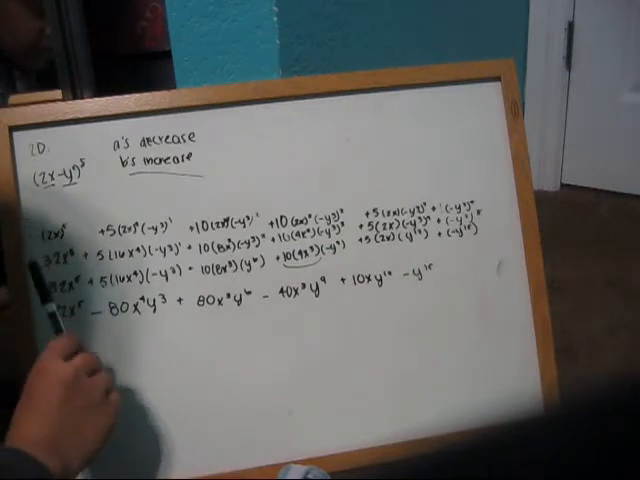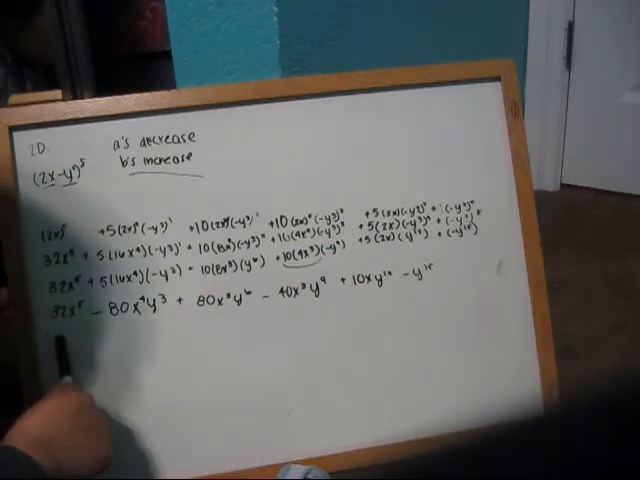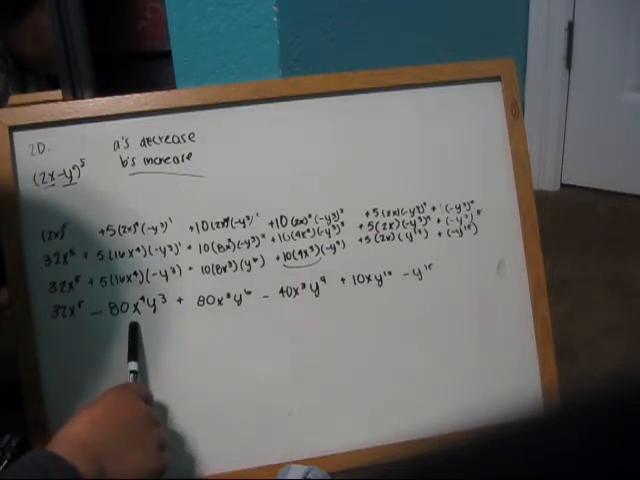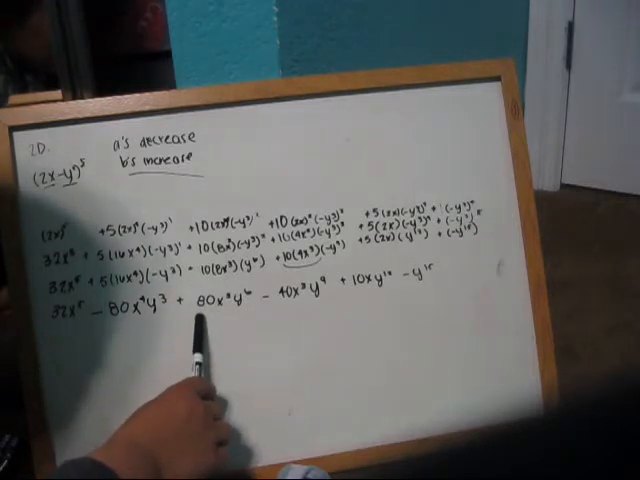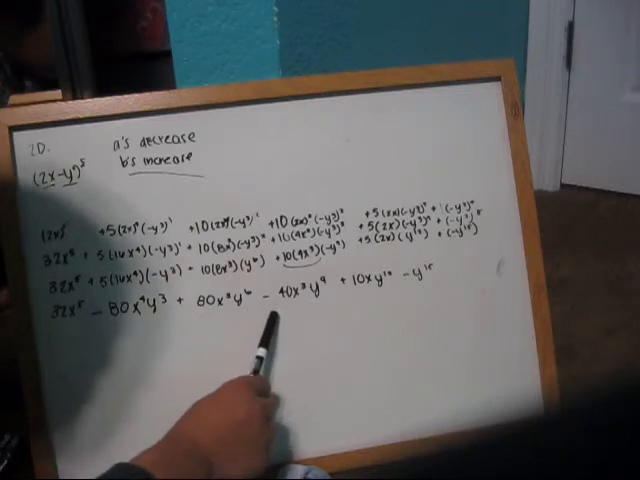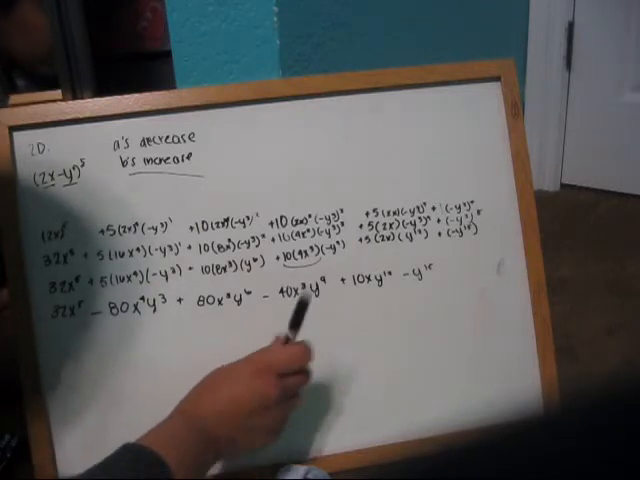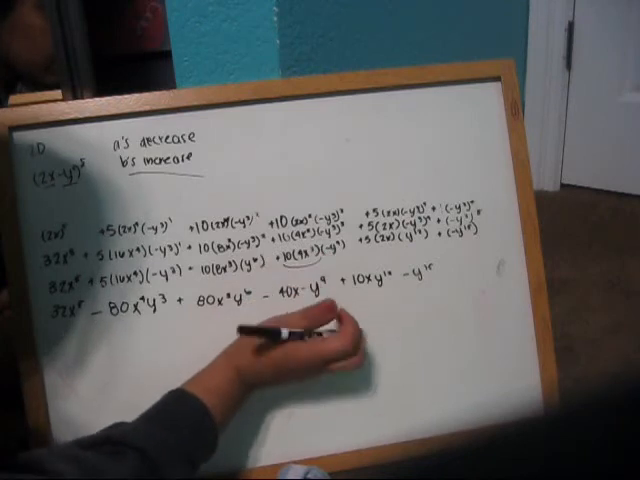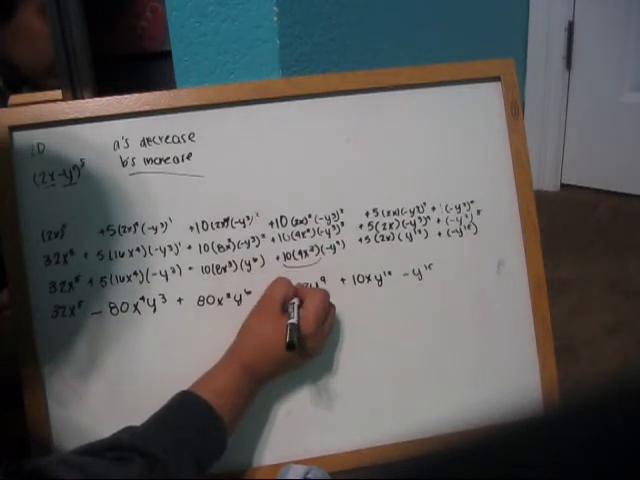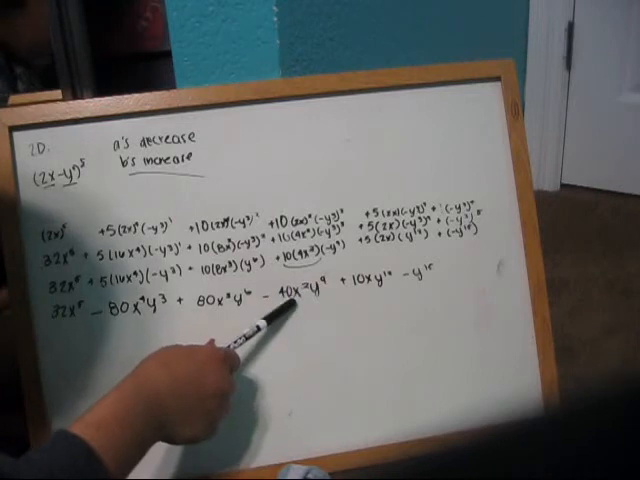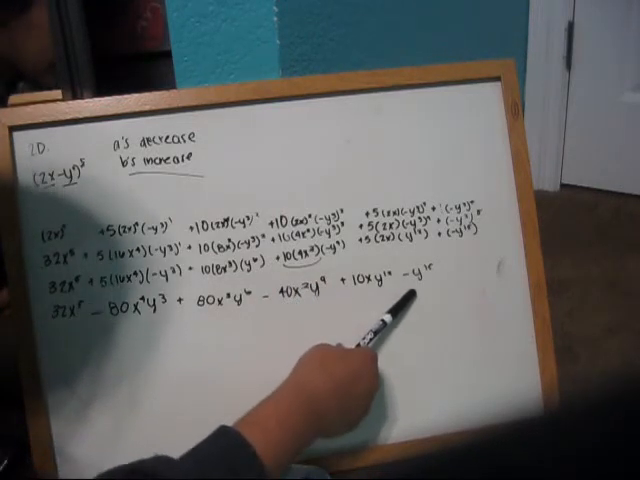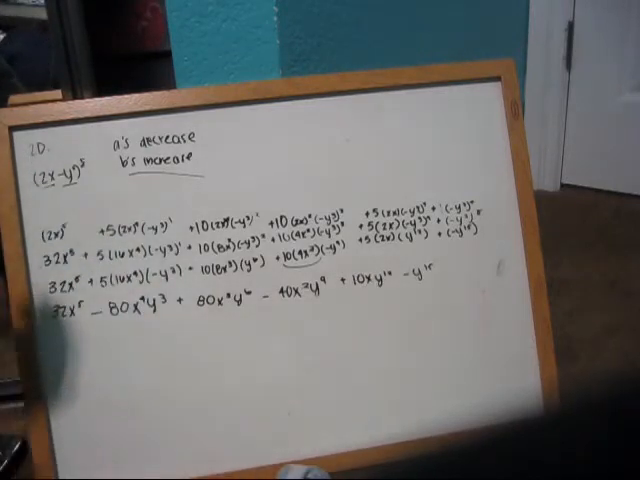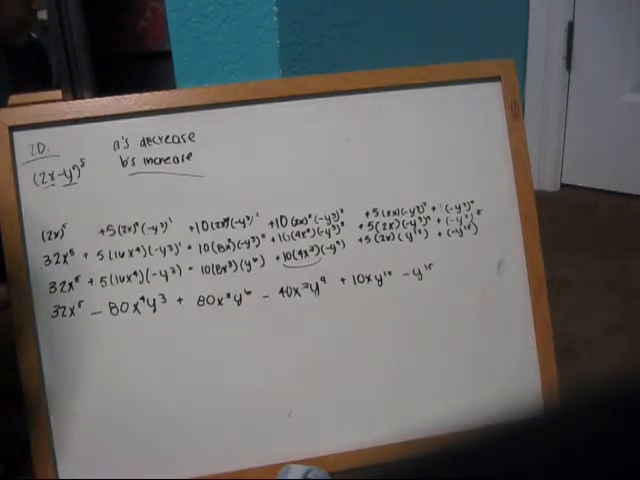Let me check one more. So what you should have is 32x to the 5th minus 80x to the 4th times y to the 3rd plus 80x cubed times y to the 6th minus 40x. Oh, what am I doing? This is supposed to be squared. Okay, good thing. Minus 40x squared y to the 9th plus 10x y to the 12th minus y to the 15th. And that is 2D on the homework.